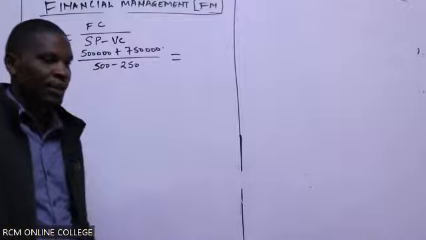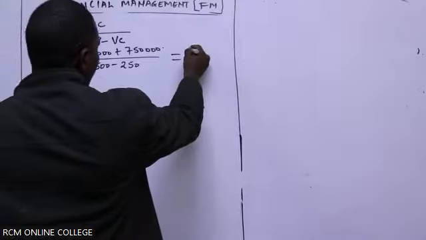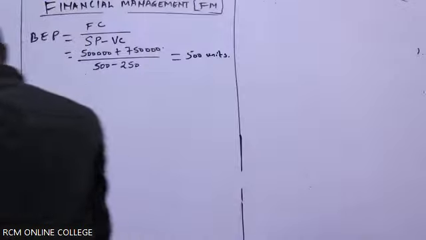Then tuende kwa hiyo ingine. How much are you getting? Sami is getting 500 units. 500 units. Then we go to Roman number 2.